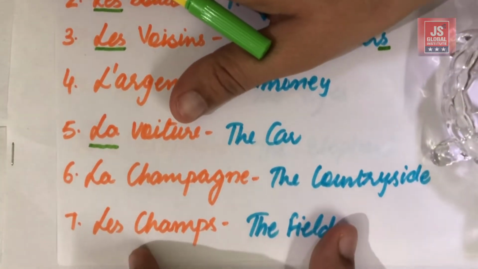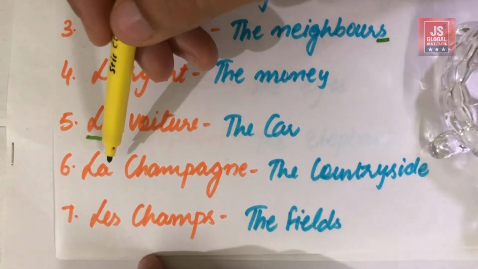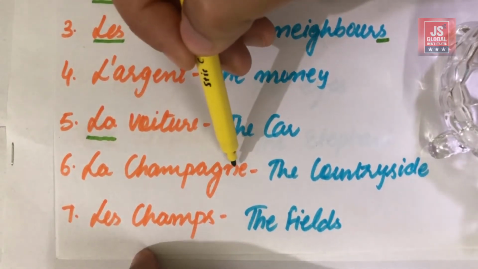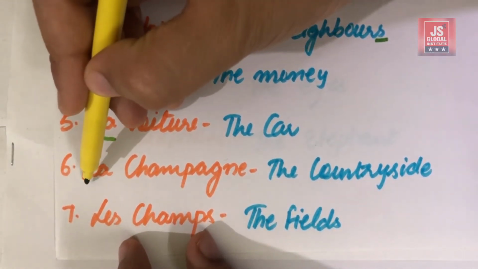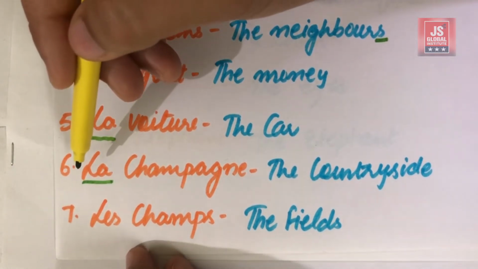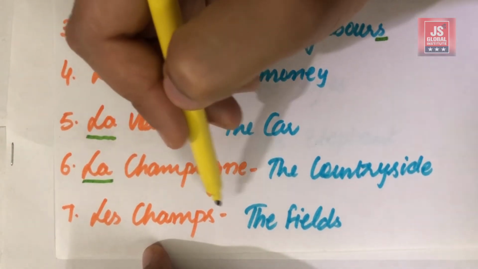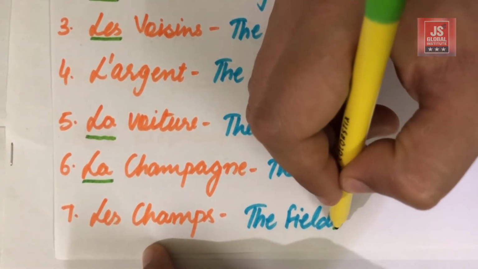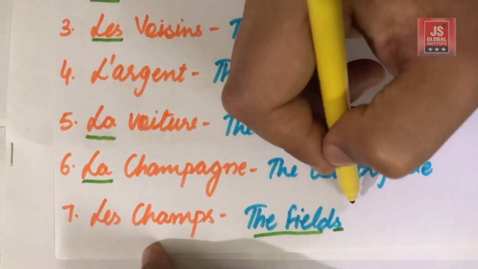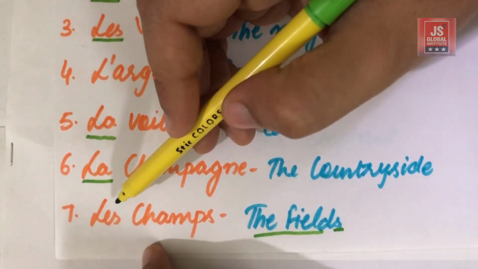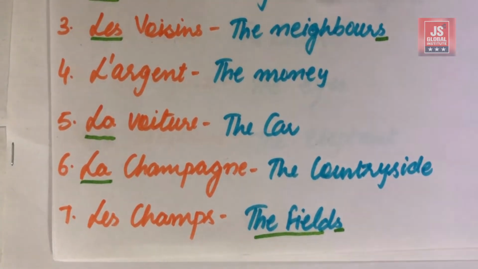Moving on. Number 6 is la campagne. What is the pronunciation? La campagne, which means countryside. This is something feminine, so I used la. Next is les champs. Les champs, so this is fields. Where the peasants grow their crops, that is known as fields, and that is something in plural, so you use les champs. Let's move onward to further examples.